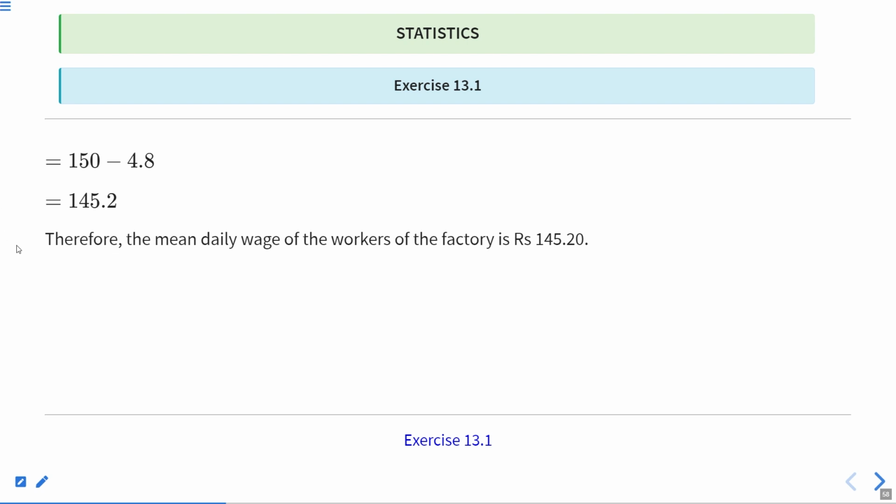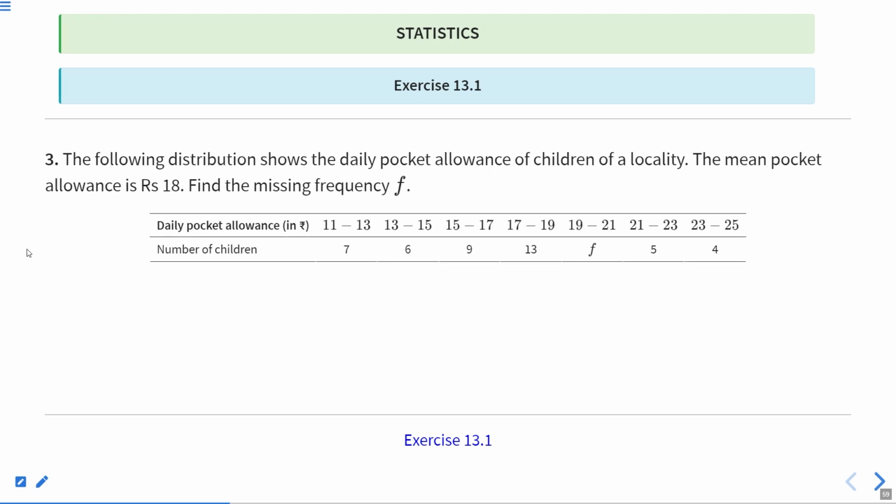Now let us move to the next question. The following distribution shows the daily pocket allowance of children of a locality. The mean pocket allowance is rupees 18. Then find the missing frequency f. We are given this table, and using it we need to find the missing frequency f.